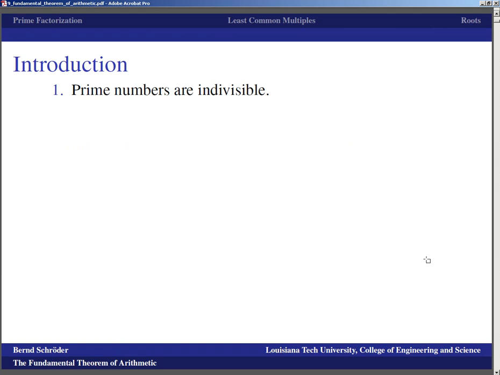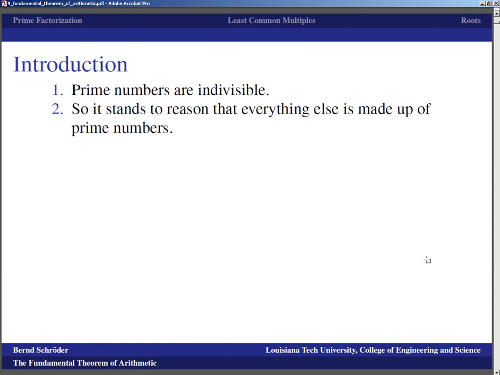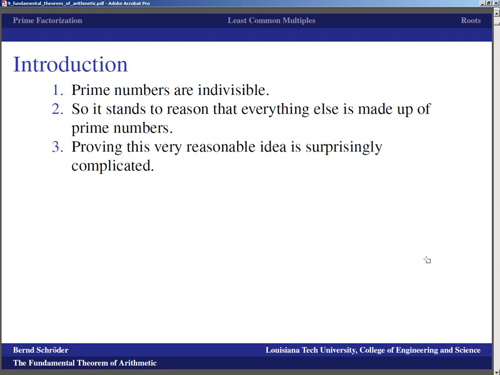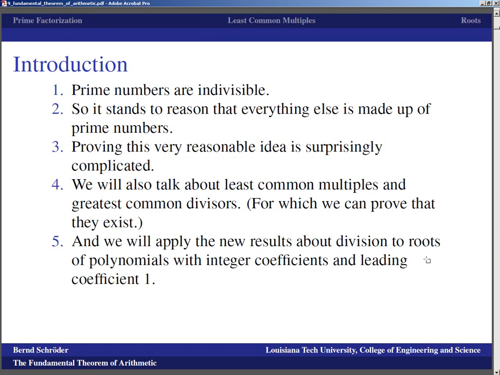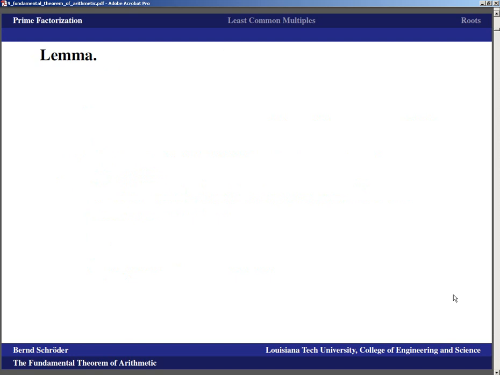So, we know that prime numbers are indivisible, and that means it stands to reason that everything else is made up of prime numbers. And to prove this very reasonable idea is surprisingly complicated, as I just mentioned. Once we have proved the fundamental theorem of arithmetic, however, we will also talk about least common multiples and greatest common divisors. We'll show some results, but mainly we also realize that now we can prove that they exist. And we'll talk a little bit about roots of polynomials, namely, a polynomial with integer coefficients and leading coefficient 1 will have roots that are either integers or irrational numbers, but it won't have rational roots, which is kind of interesting.